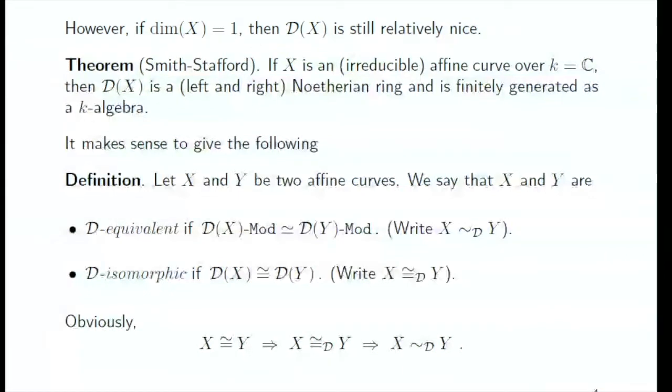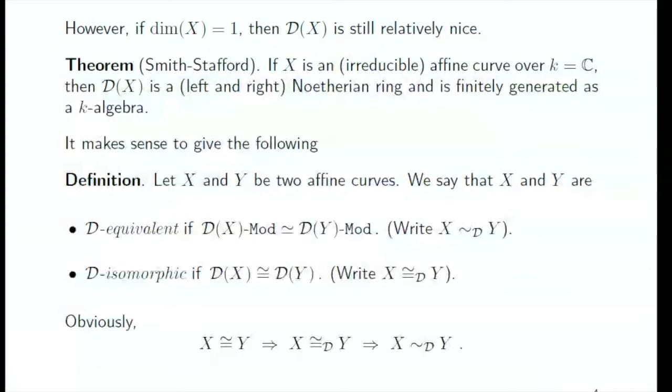So it makes sense to make the following definition. And this is the main motivation for the rest of the talk. Of course, this definition makes sense for arbitrary varieties, but I will restrict to curves. There are interesting examples in higher dimensions, but maybe I'll postpone it until the end. So if X and Y are two curves, we will say that X and Y are D-equivalent if the corresponding categories of D-modules are equivalent. And we say that X and Y are D-isomorphic if the algebras of differential operators are isomorphic as abstract algebras, not filtered algebras. And this is the notation I'm going to use.